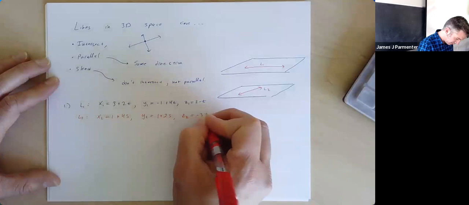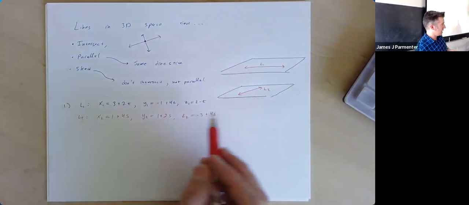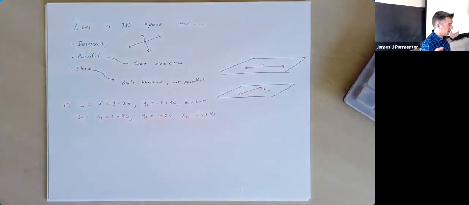When you're trying to find if 2 lines intersect or are parallel or skew, the parameter that you're using for each line needs to be different. So if I'm using t's for this first line, I have to use some other letter for the other line. Otherwise, it's not going to work out when I try and solve this.